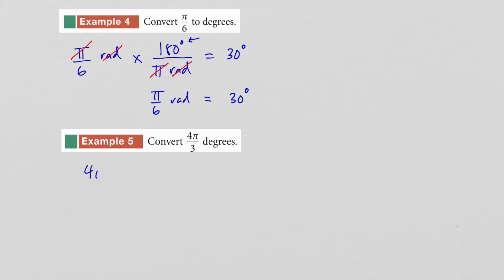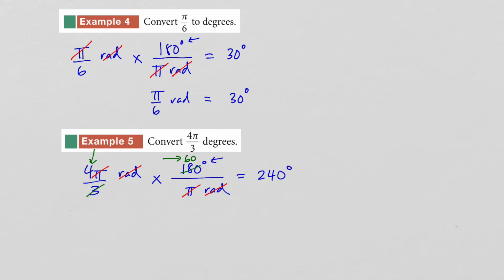We have convert 4 pi over 3. So let's remember once again, this is 4 pi over 3 radians. We're converting it into degrees. So the conversion factor is 180 degrees over pi radians. Again, the radians cross cancel, the pi cross cancels. And what we end up with here is you could do a little cross canceling with the 3 and the 180. So we know that 3 goes into 180 60 times. And what I have left is 4 times 60, which is 240. And then I also have degrees left over. So 4 pi over 3 radians is equal to 240 degrees.